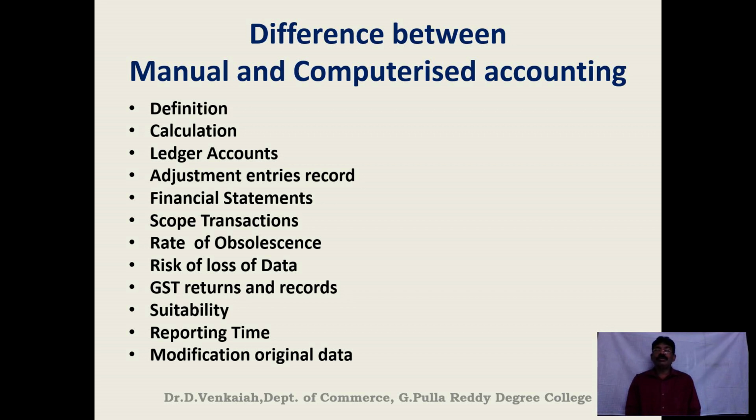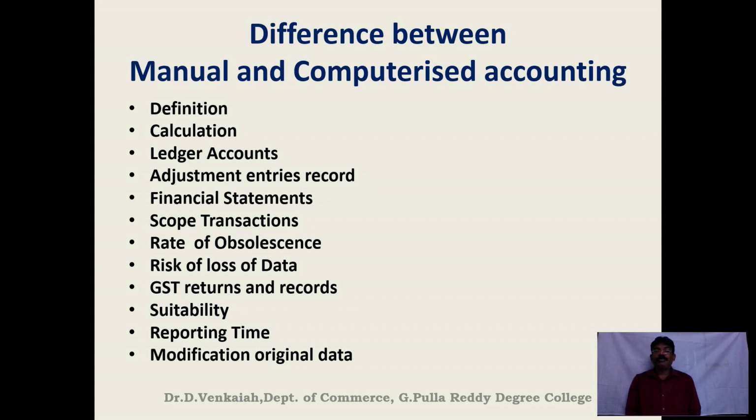GST returns and records. In computerized accounting, the software automatically provides statutory forms. In manual accounting, statutory forms are filled and compliance to the authorities is done manually. In computerized accounting, statutory reports are generated, and as the paperless world is coming, they can be submitted online to the competent authorities. Suitability: according to the organization size, it will be either manual or computerized accounting. For big organizations, computerized accounting is suggested. For very small organizations, manual accounting is better.